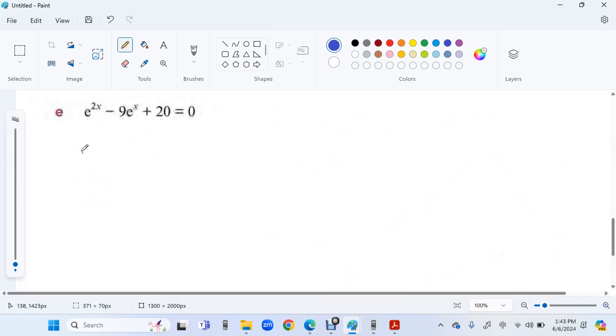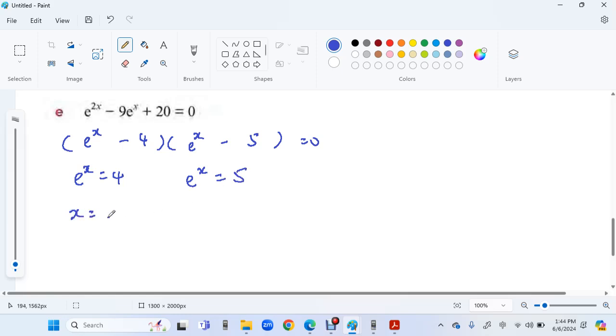So E here, we can do the factorization. We have (e power x minus 4)(e power x minus 5) equal to 0. Then we have e power x equal to 4, e power x equal to 5, then x equal to ln 4 and x equal to ln 5.